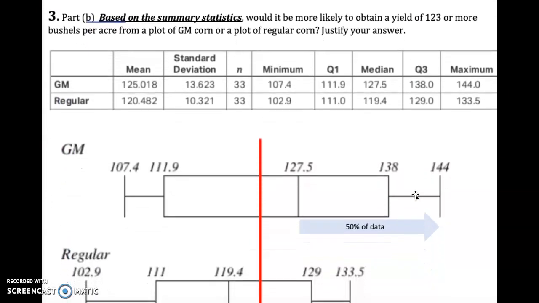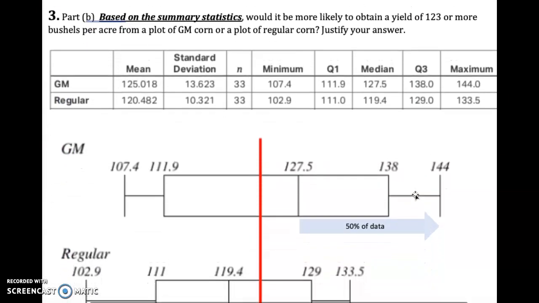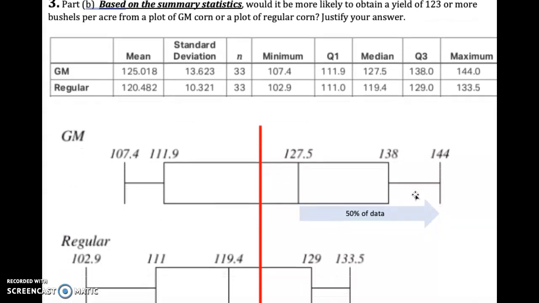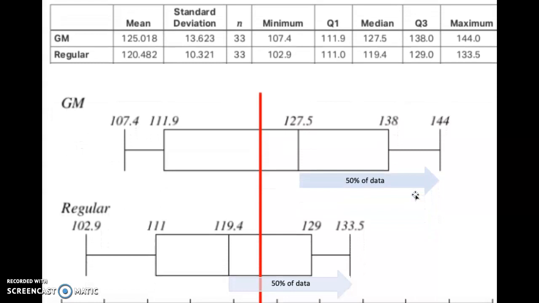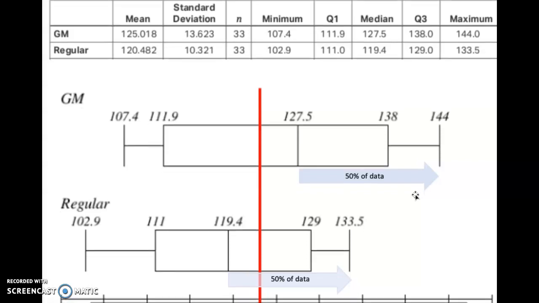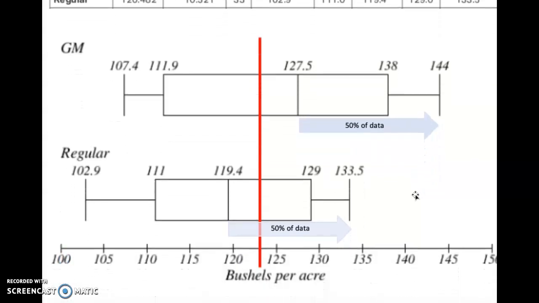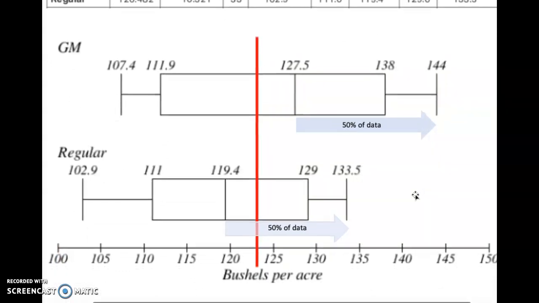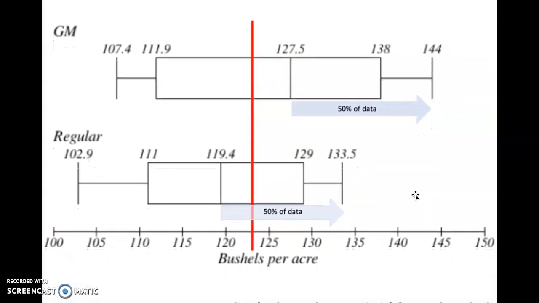And then there was a question about which of the two types of corn would be more likely to yield 123 or more. I'll tell you what, I struggled with this. I was thinking it one way, and then I changed it, and then I wrote the other answer, and then I changed it back, and then I changed it back. I can't remember how many times I changed my answer. It wasn't until I graphed it, and I just sketched it.